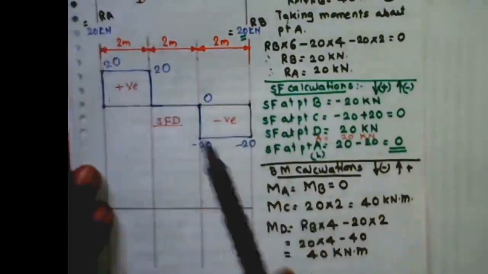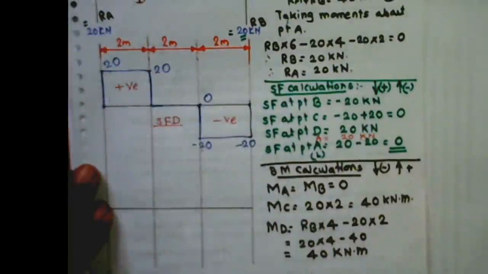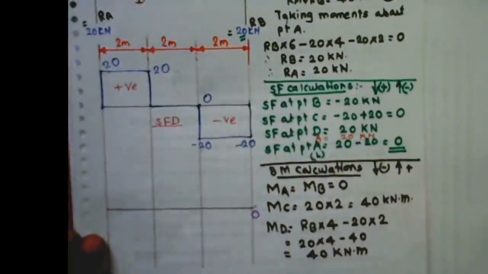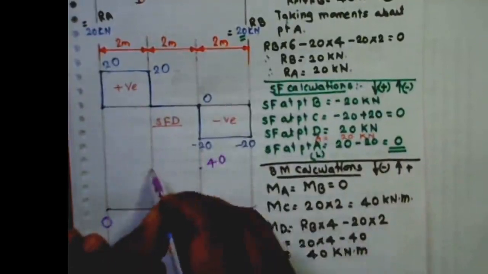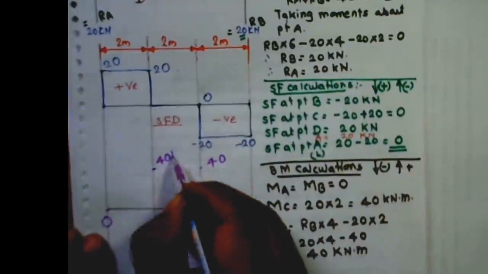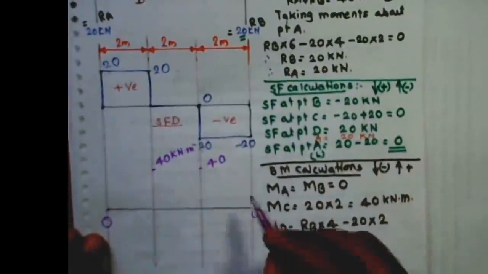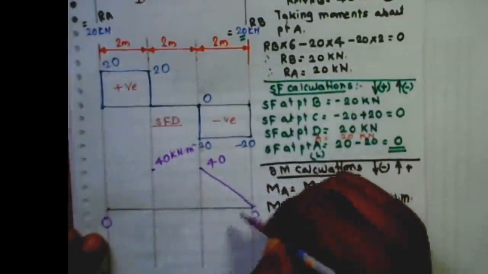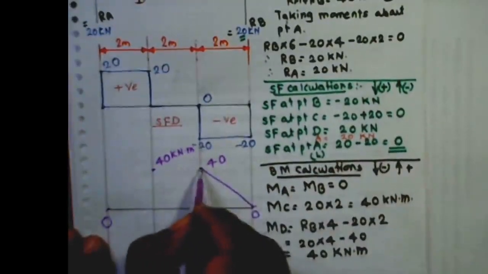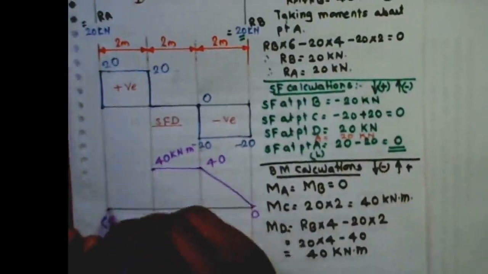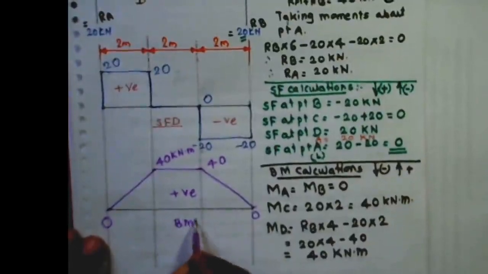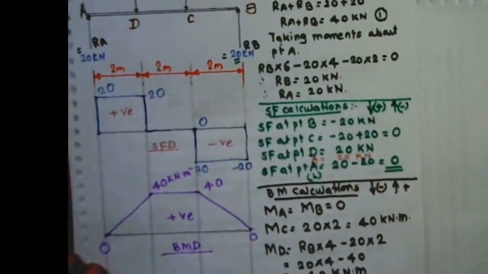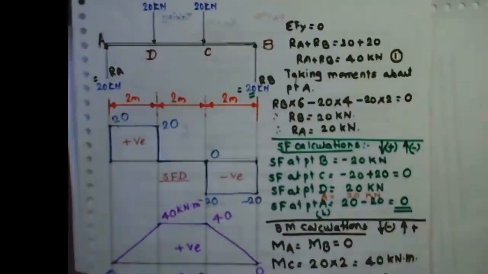So here we will plot the bending moment diagram. In that side at point B bending moment is 0, at point A bending moment is 0, and at point C bending moment is 40 kilonewton meter. Again at point C, that is 40 kilonewton meter. So between the point B and C there is no load, it is joined by an inclined line. Here it is a horizontal line and again this inclined line. So this is a complete positive bending moment diagram. Okay.